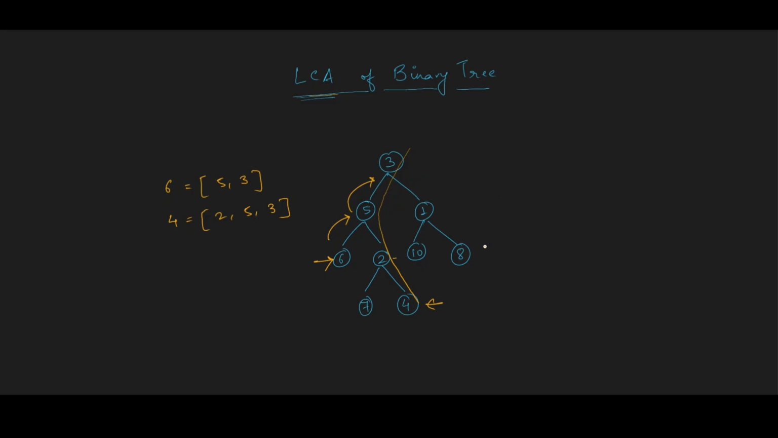If we want to find the ancestors of 8, we will consider all the nodes that come in the path of root till 8, right? 3 to 8. So for 8 the ancestors would be 1, 3. Now how do we find the lowest common ancestor of two nodes?